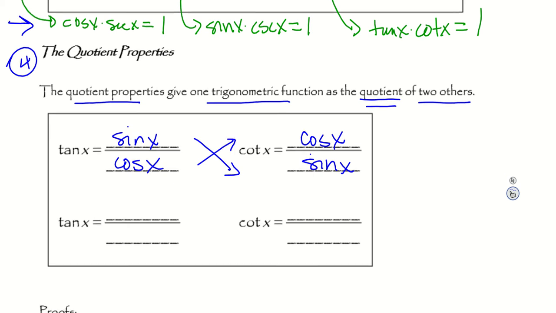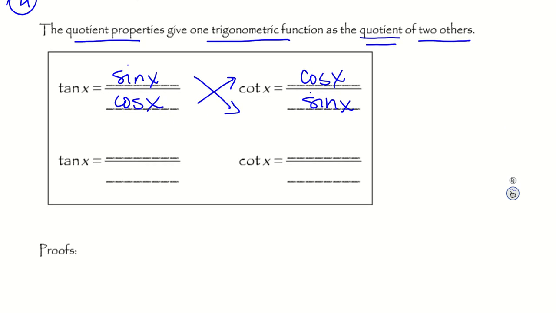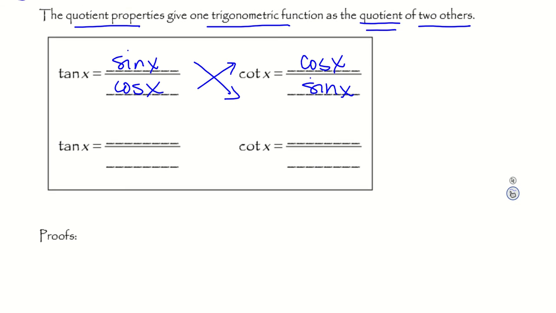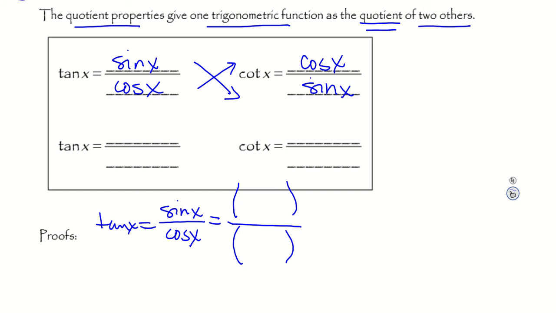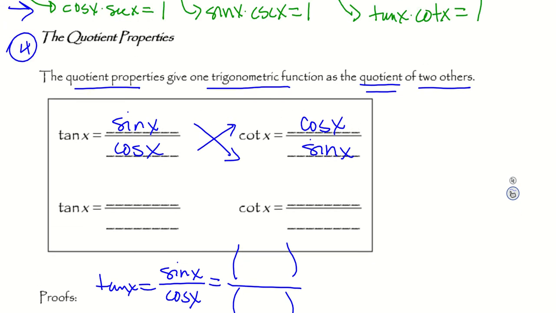And we're going to look at the proof for the tangent. Okay? So what we already know is that the tangent of x equals the sine of x divided by the cosine of x. Now, if we replace both the sine of x and the cosine of x with their reciprocal identities, let's go back up to the top.